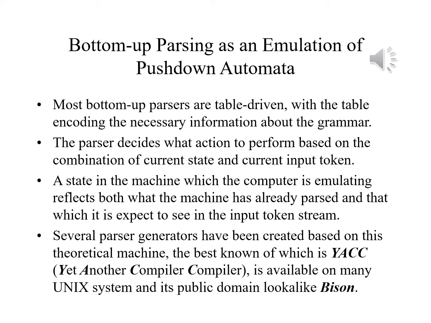Most bottom-up parsers are table-driven. The table has encoded in it all of the information that you need about the grammar. This means that you can use the same driver each and every time, with the only changes being stored in the table. That action will depend on the current state and on the current input token. As a result, the machine's current state reflects both what the machine has already parsed and what it expects to see.